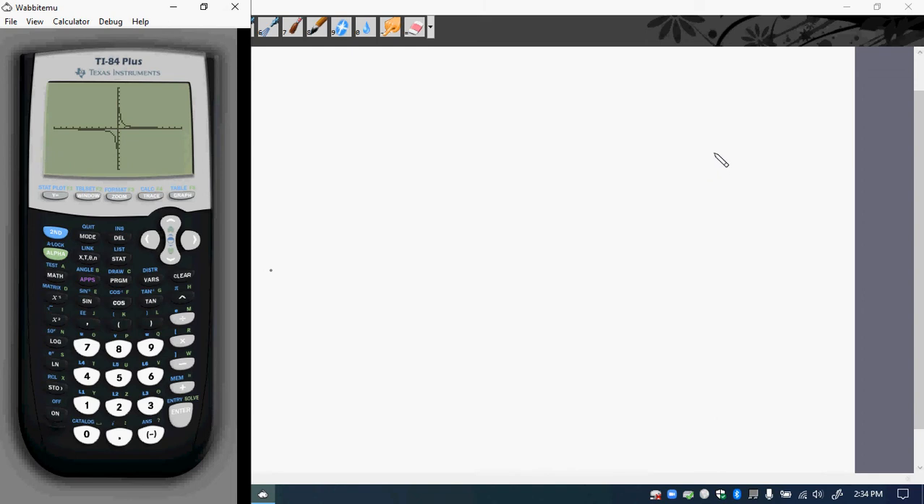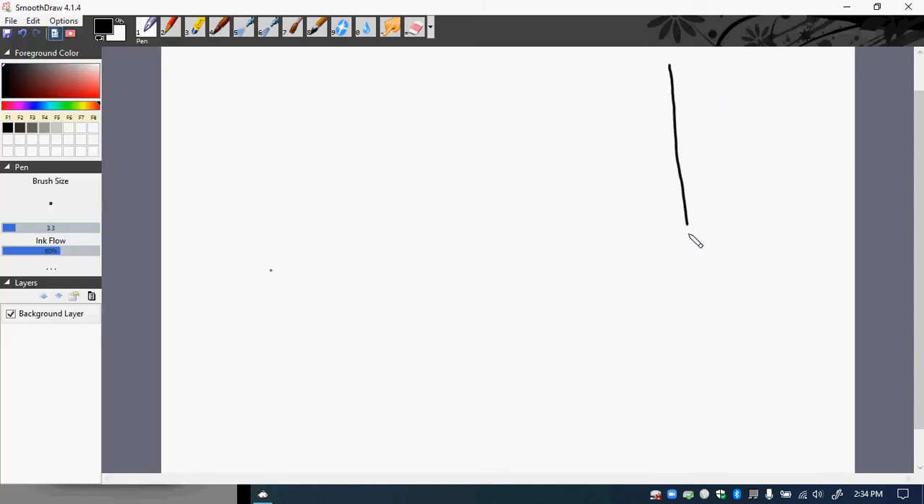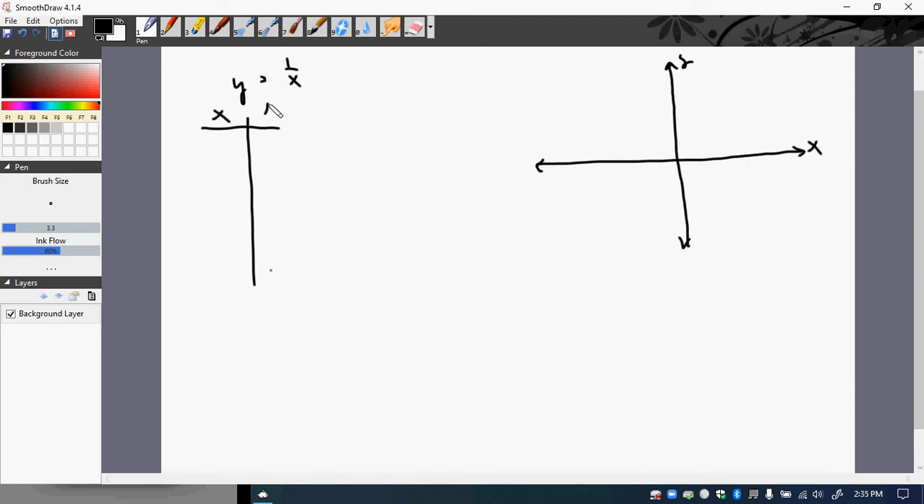Let's say you have graph paper. I don't have graph paper here, but if you have graph paper, that's probably better. So here's my graph, and I'm doing y equal to 1 over x. If I made a table, I would start off with a table, so I would use some negative numbers as well as positive numbers.